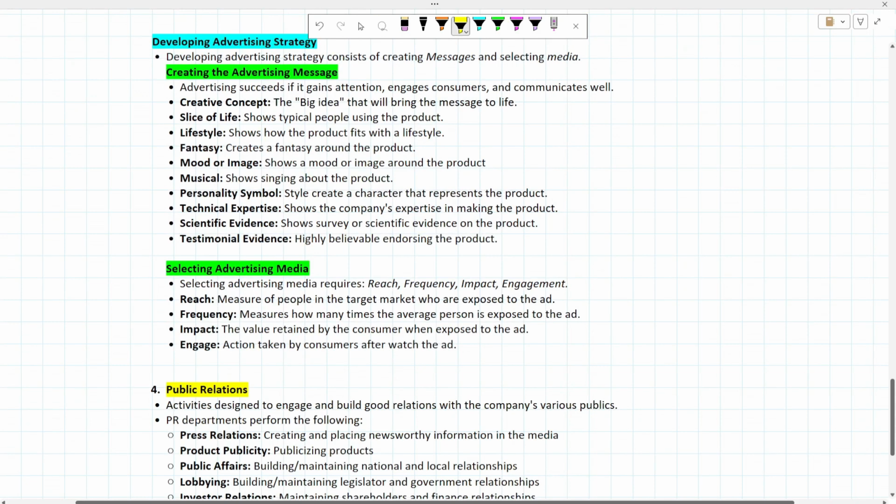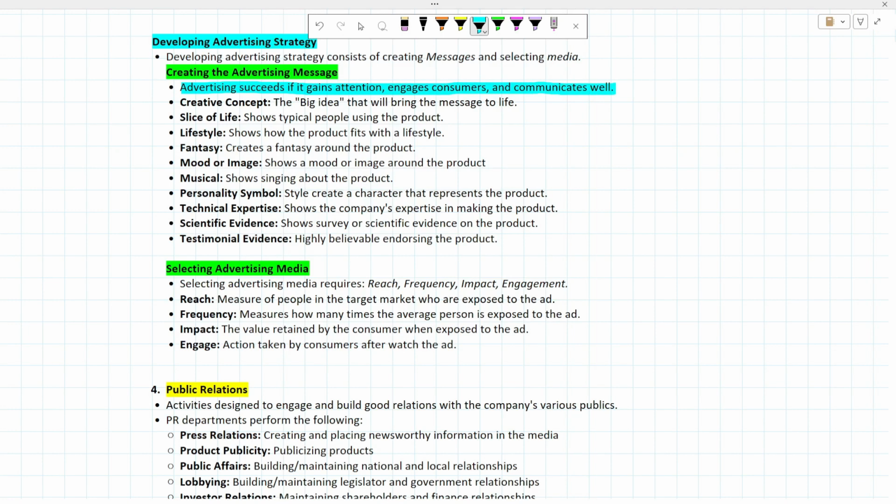So, developing an advertising strategy. Developing advertising strategy consists of creating messages and selecting media. So let's talk about creating messages. Advertising succeeds if it gains attention, engages consumers, and communicates well.